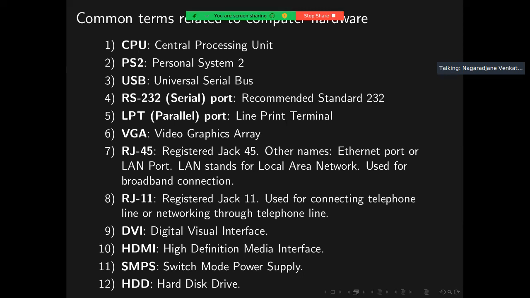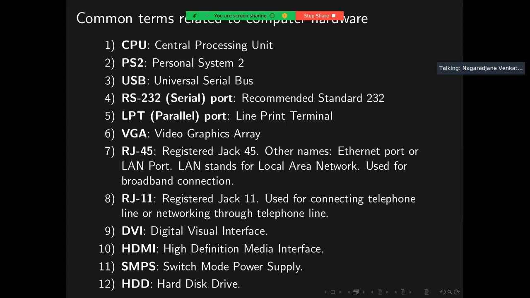Then PS2, Personal System 2. Okay, then USB, Universal Serial Bus. Once more, Universal Serial Bus.